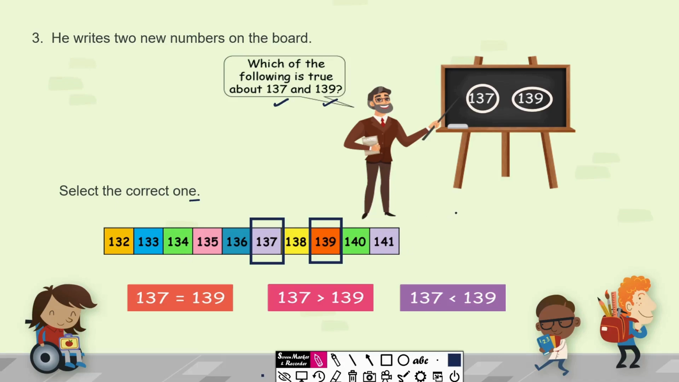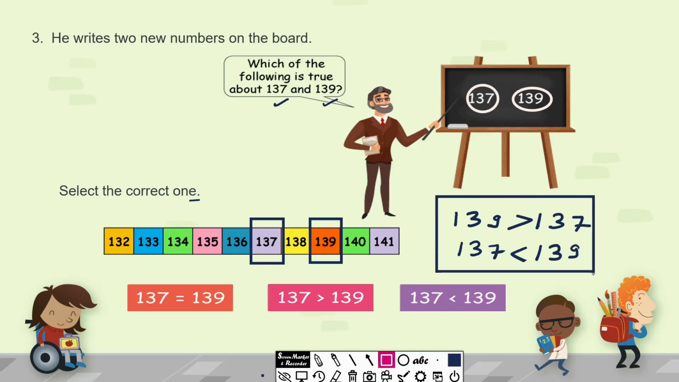So, number 139 is greater than number 137. Correct? Or number 137 is less than number 139. Right? These both are correct statements. Right? Okay, let's find out here.